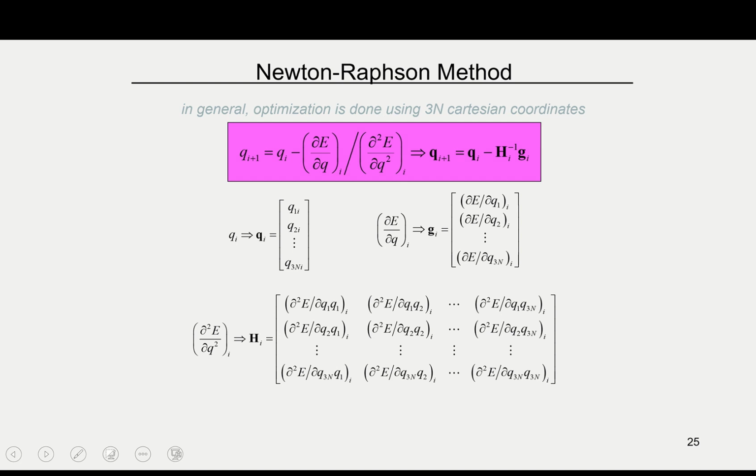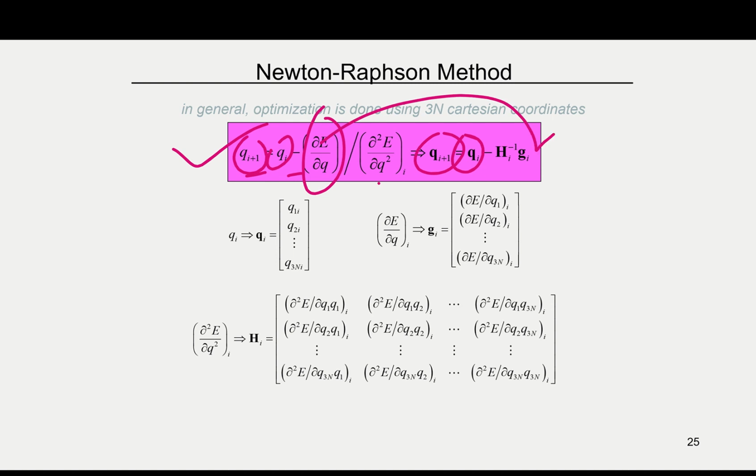You know about it: for one calculation you write q_(i+1) equals q_i minus the first derivative divided by the second derivative. The first derivative is called g, and the second derivative is called the Hessian, H. We're going to explain this further.